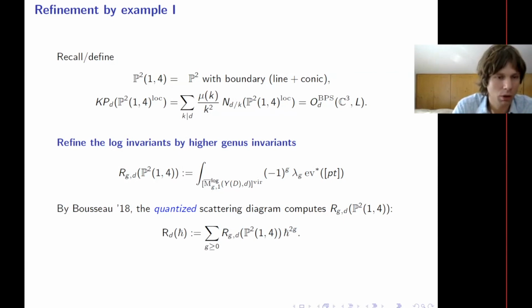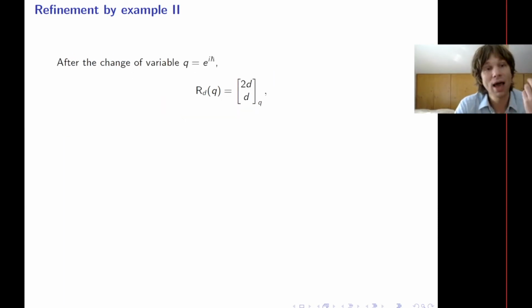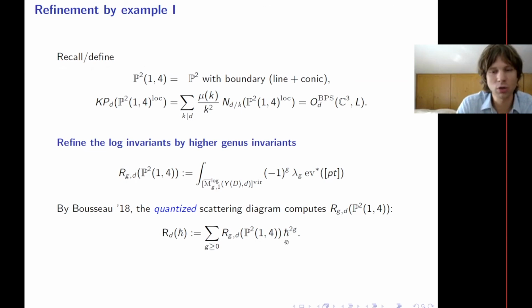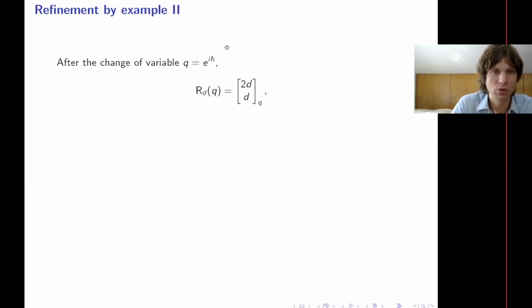And then, phenomenal work of Pierrick Bousseau in 2018. He quantizes the scattering diagram, exactly for surfaces, the ones we saw, and shows that the quantized scattering diagram computes the generating function of these things. More precisely, I'm writing the generating function here in h bar. So just the usual thing, h bar to the 2g with the corresponding coefficient, summing over all the g's. And then we have to make a change of variable, which is setting q to be e to the i h bar. In other words, we replace this h bar by the power series expansion of minus i log q.